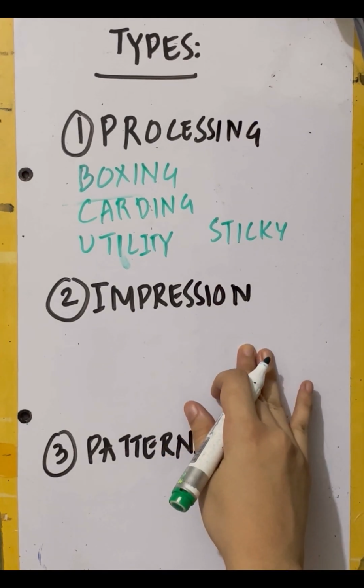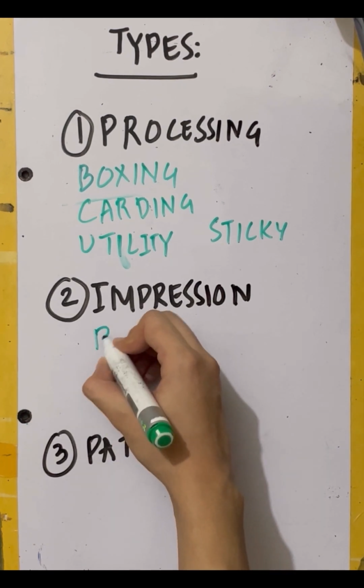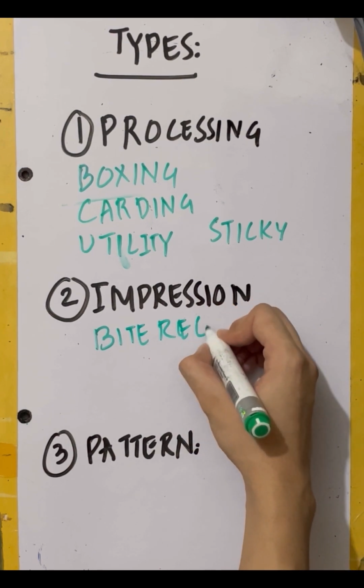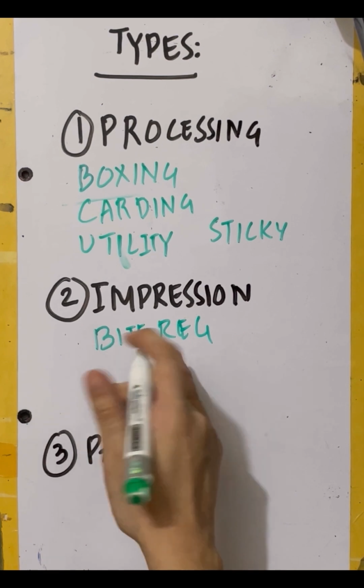Then impression waxes. Impression waxes are also of two types, such as bite registration wax. Bite registration wax is used to record the relationship of upper and lower teeth in edentulous patients. And then corrective wax.